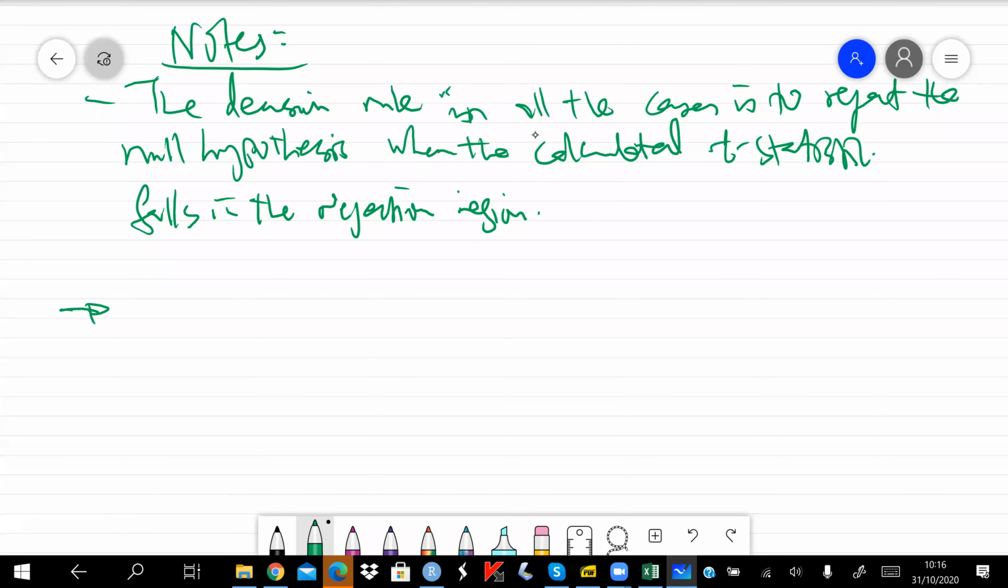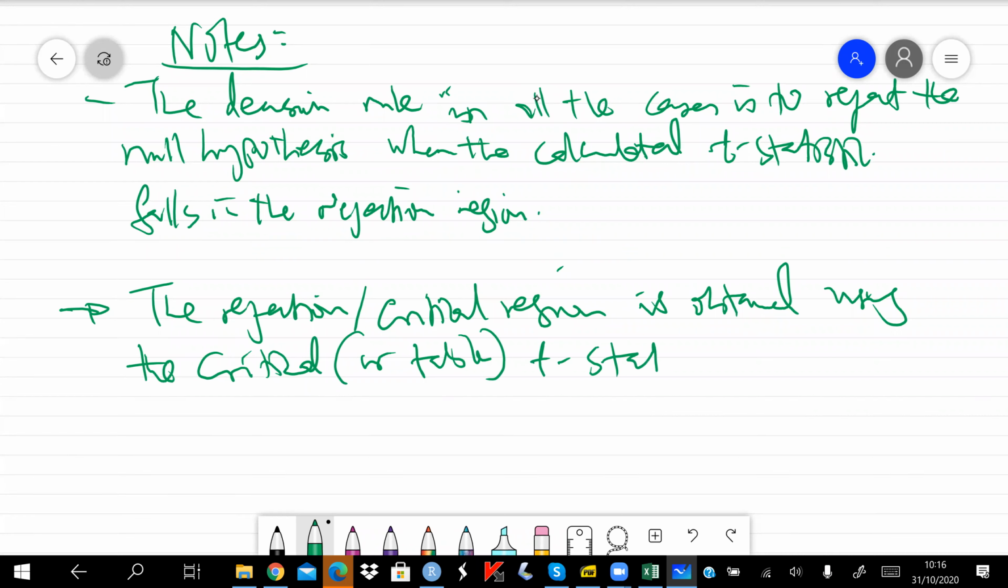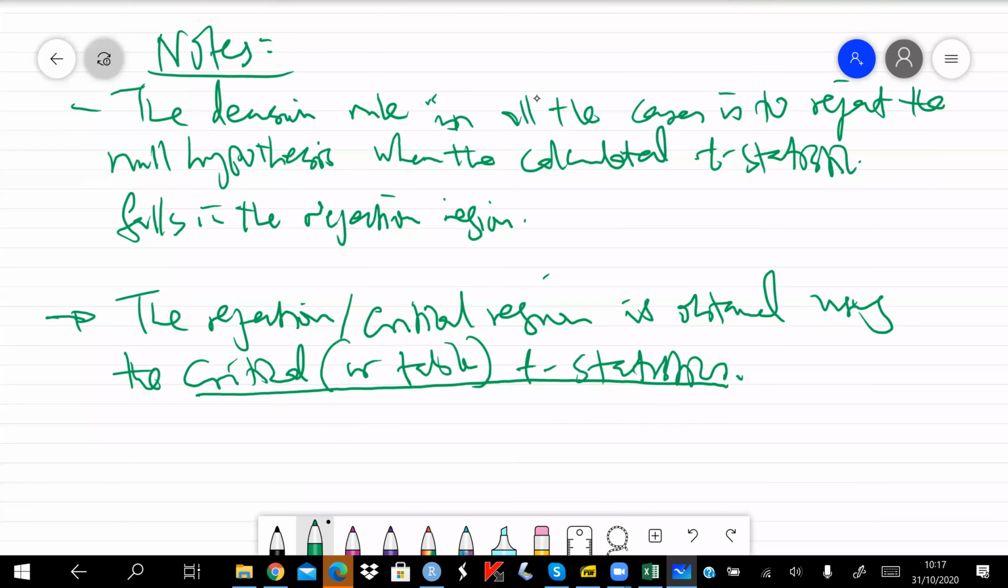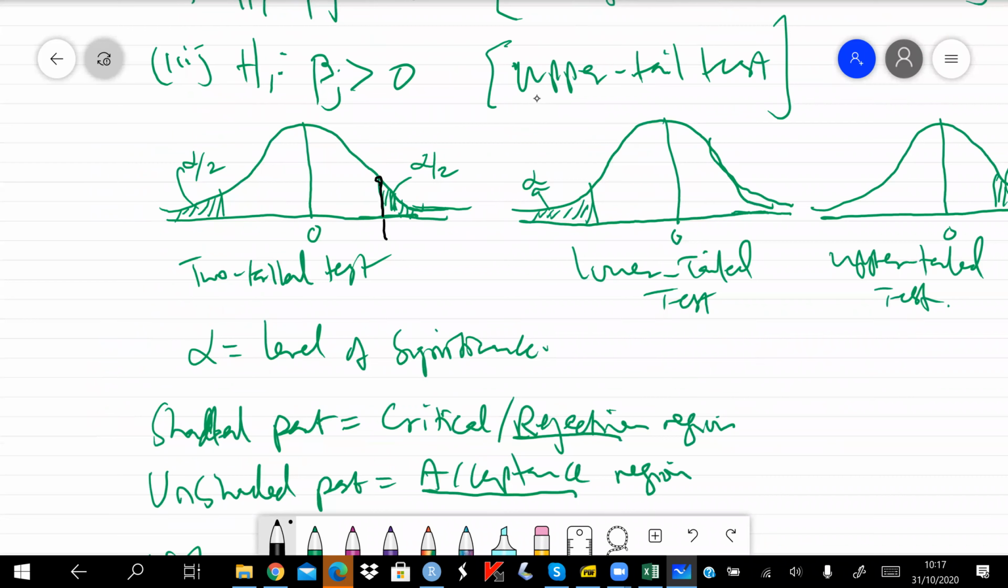Then we also note that the rejection or critical region is obtained using, in this class, the critical or tabulated t statistic. So you use the t distribution tables for given levels of alpha and degrees of freedom to obtain the critical value of t. This point here is what we are calling the t critical. Even here, t critical. That value, you will get it from the t distribution table.